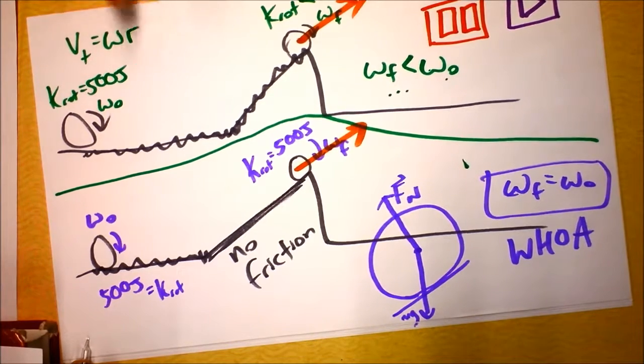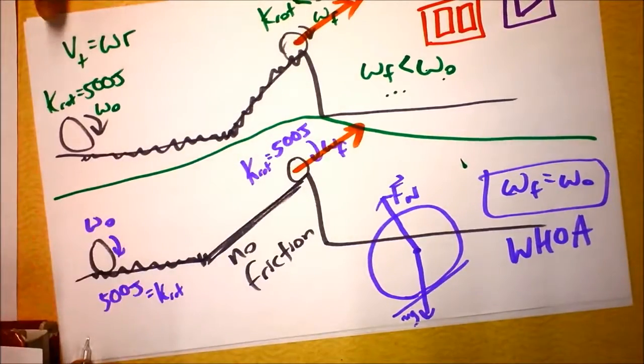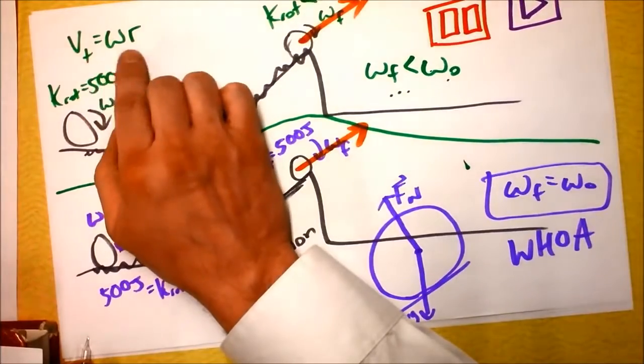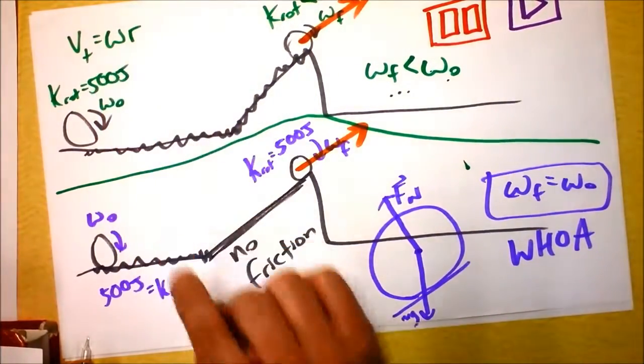Why can't you use that equation at the bottom? Because if omega stays the same and the radius stays the same, then that would say the velocity stays the same. So this equation is a rolling-without-slipping equation, and we can only use it up top. We can't use it down at the bottom.